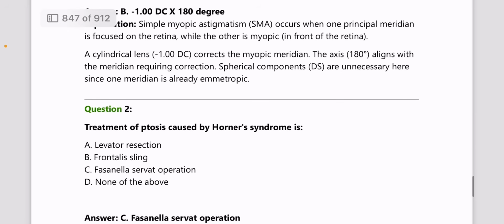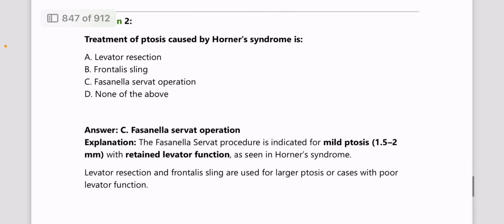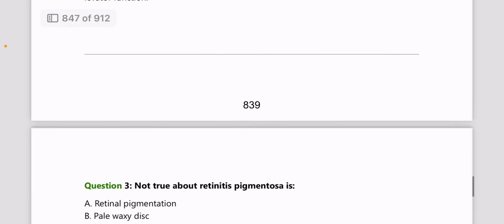Next, treatment of ptosis caused by Horner's syndrome is, answer, Fasanella-Servat operation. So Fasanella-Servat procedure is indicated for mild ptosis, 1.5 to 2 mm with retained levator function as seen in Horner's syndrome. So levator resection and frontalis sling, they are used for larger ptosis or cases with poor levator function.